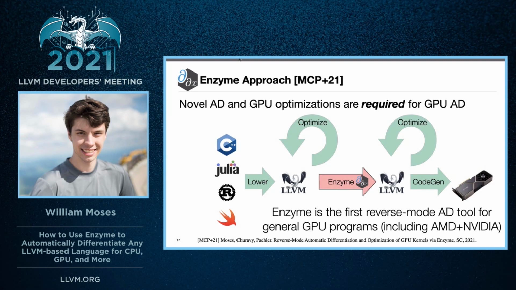the GPU, because of that complex memory hierarchy, novel optimizations for both the GPU and for automatic differentiation are required for the GPU code to run well. This allows Enzyme to be the first reverse mode AD tool for generic GPU programs, and thus can emit derivatives for both AMD and NVIDIA.